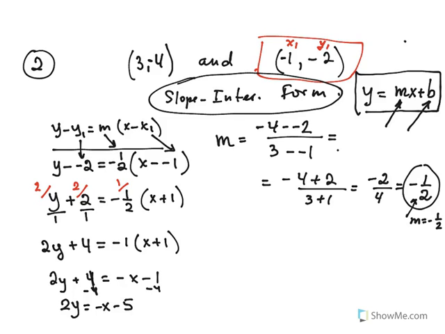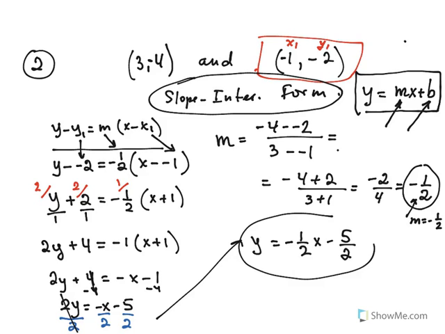-5. And now, in order to isolate the y, we're going to divide everything by 2. And this way we get y equals negative x over 2, or negative 1/2 x, which is the same thing, minus 5 over 2. And you got your slope-intercept form. And by the way, once again, the slope is negative 1/2, and your y-intercept, which is b in this case, is negative 5 over 2.